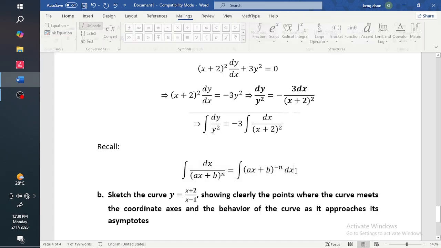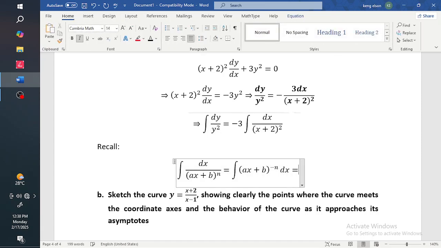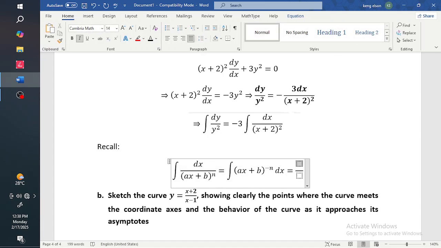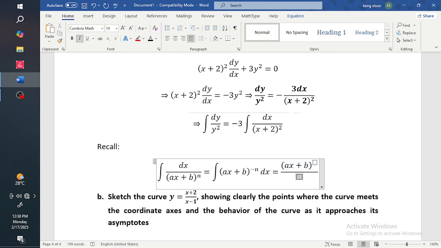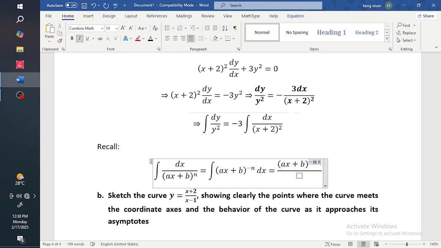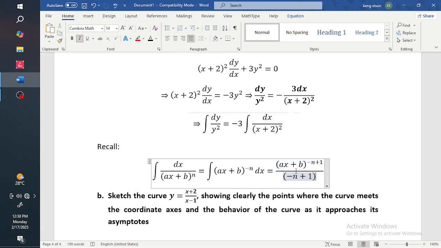If you want to integrate this, what you do is that you write the very (ax + b) raised to the power -n + 1, divided by -n + 1. Then you differentiate the ax + b, and when you differentiate ax + b, you just have a. Okay, let me take an example.